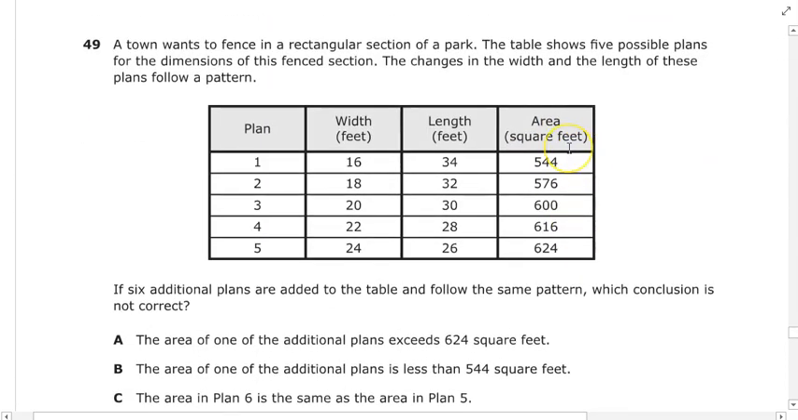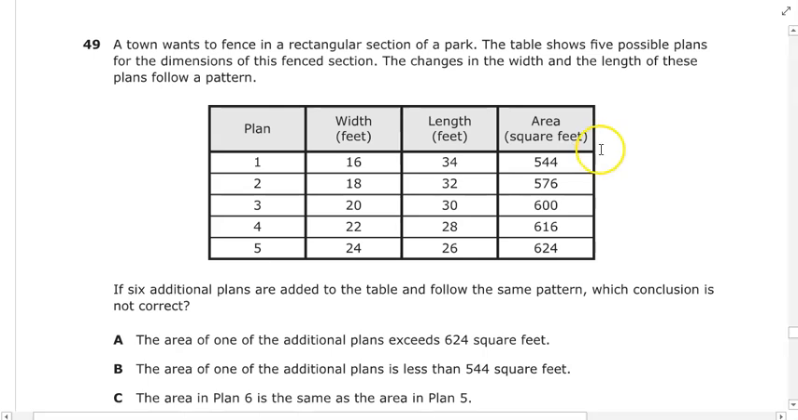49. A town wants to fence in a rectangular section of park. The table shows 5 possible plans for the dimensions of the fence section. The changes in the width and length of these plans follow a pattern. If 6 additional plans are added to the table and follow the same pattern, which conclusion is not correct?